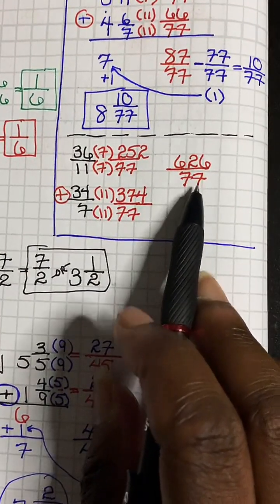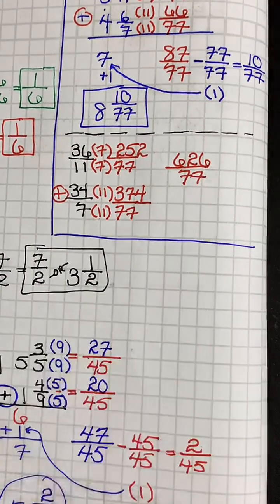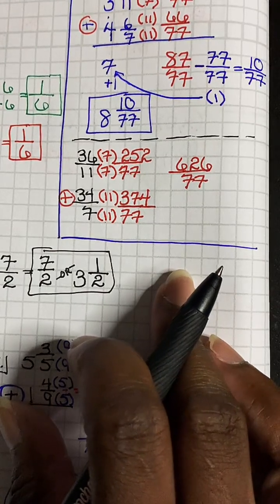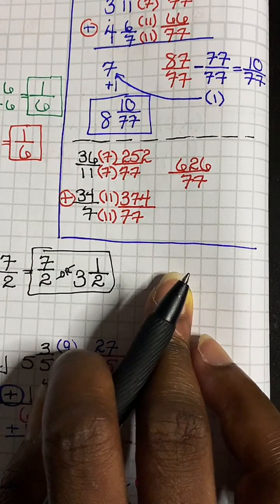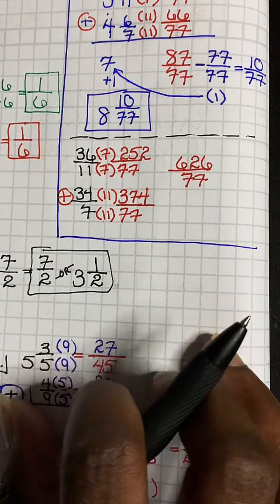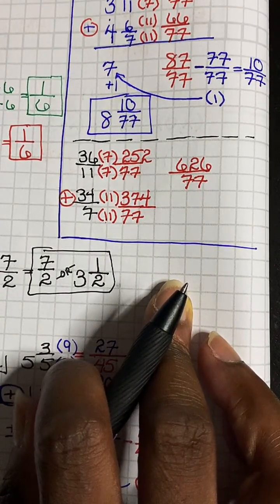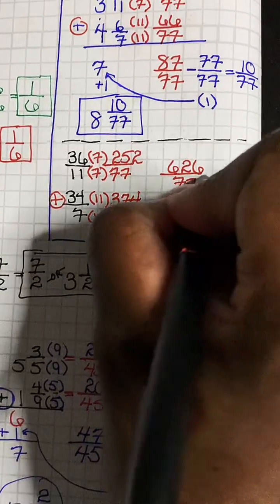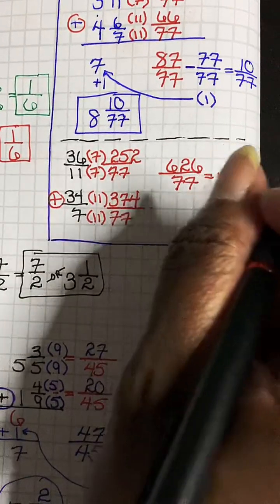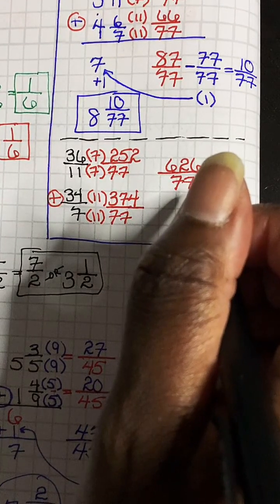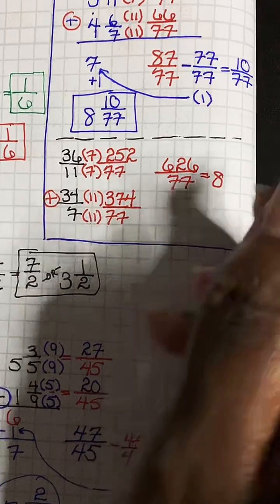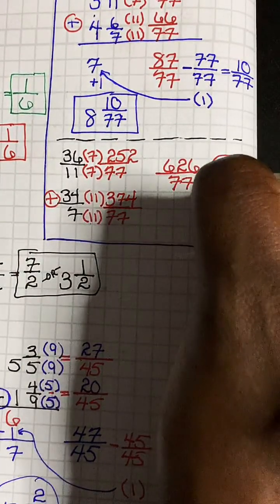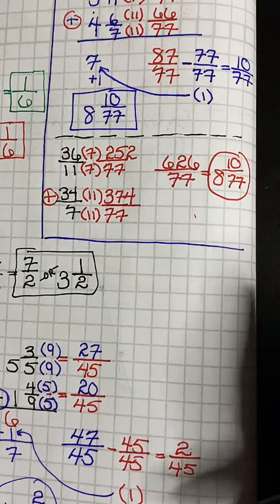And now I have to see how many 77s go into 626. Well, 77 times 3 gives us 231. That's not going to work. So 77 times 8 gives me 616. I think that's what it is. So this will give me 8. What's left over? 626 minus 616 gives me 10 over 77. You get the same answer, but you deal with larger numbers.